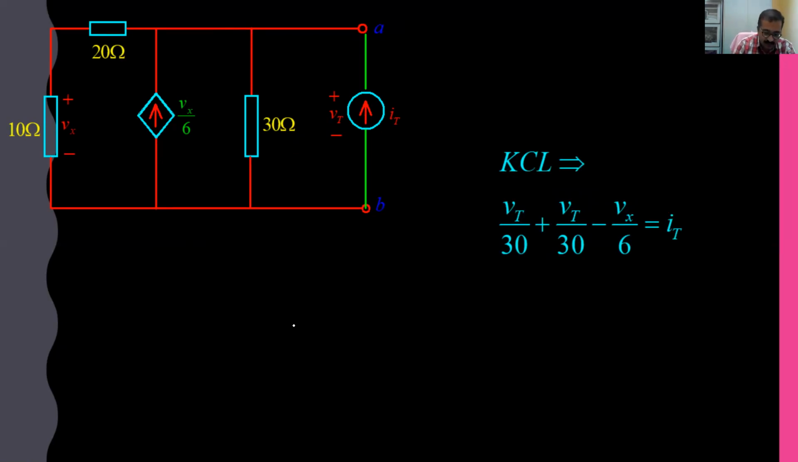But what is Vx? Vx is nothing but the voltage across this. So Vx can be written by the voltage division rule. The total potential is VT, so Vx will be equal to VT into 10 divided by 30. That means VT by 3. This is the voltage division rule.